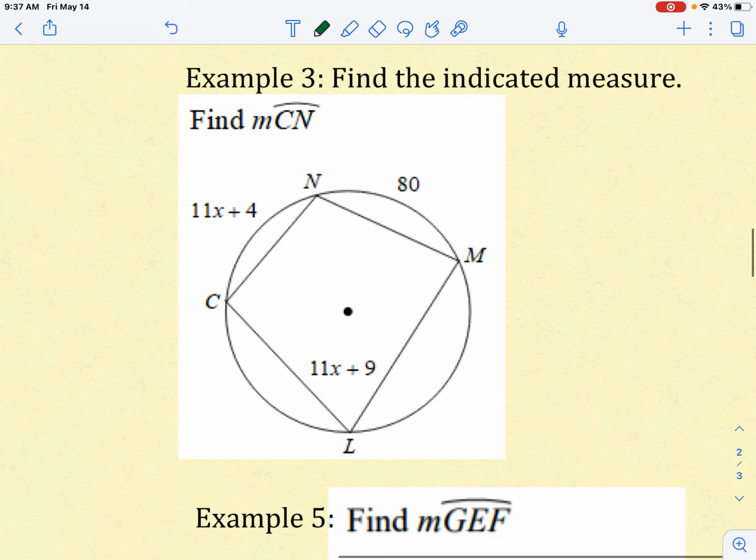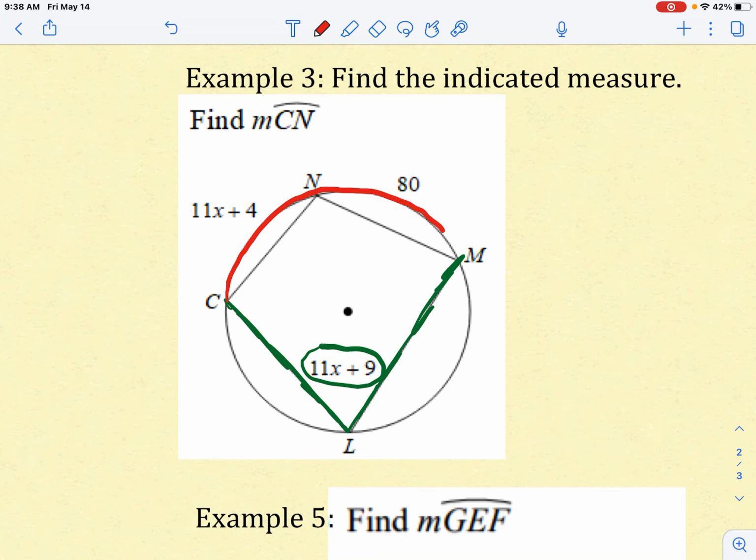Now notice in example 3 here, if we want to find the measure of arc CM. So notice there's no inscribed angle there, right? And we need x first. So we need to find x before we figure out the measure of arc CM. There's an x here, though. So this angle is probably going to have to play into this. Well, that's angle L. And if you notice, hey, angle L intercepts arc CNM.